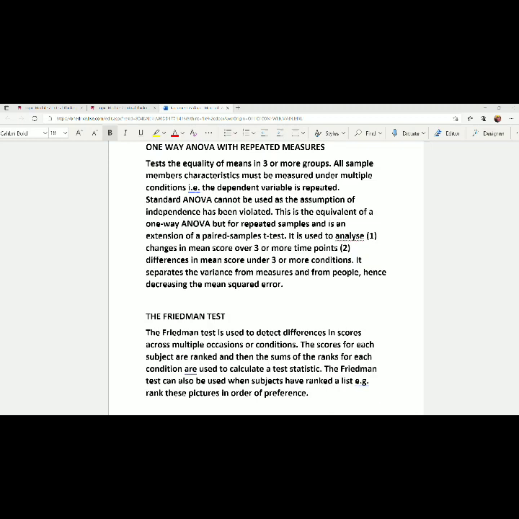If you're comparing three or more measurements on the same subject, and the dependent variable is scale and the independent variable is time or condition variable, the parametric test used would be the repeated measures ANOVA test, and the non-parametric test would be the Friedman test.